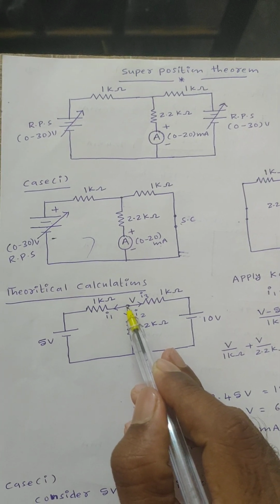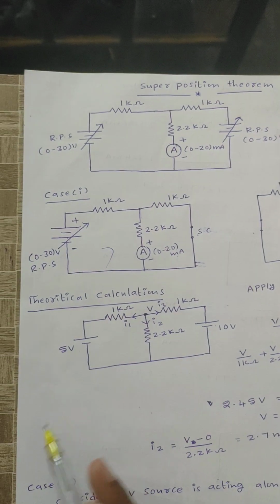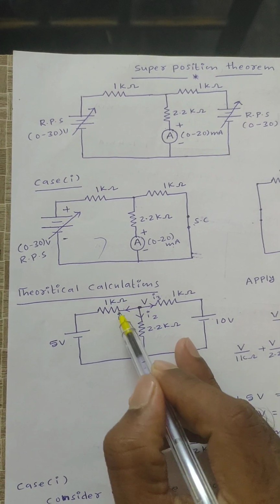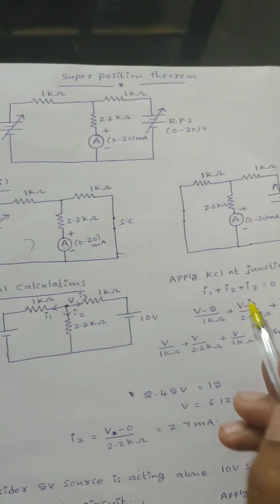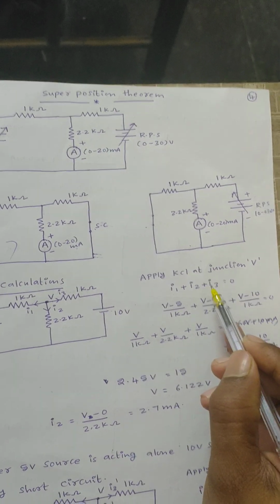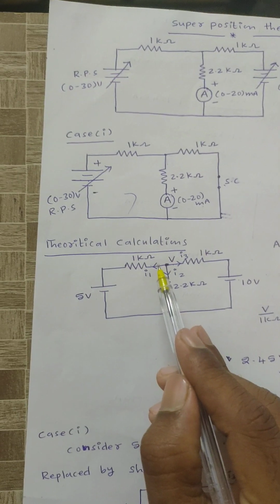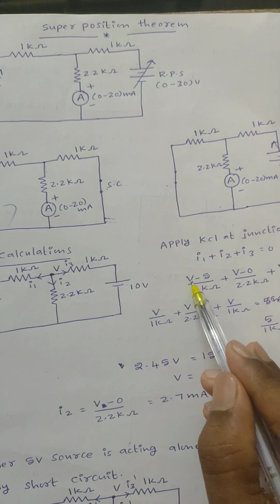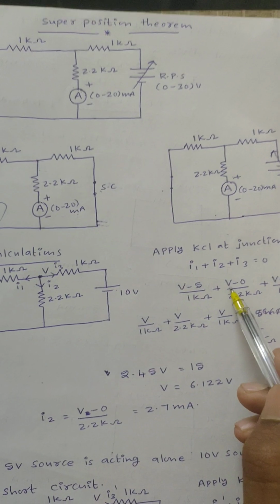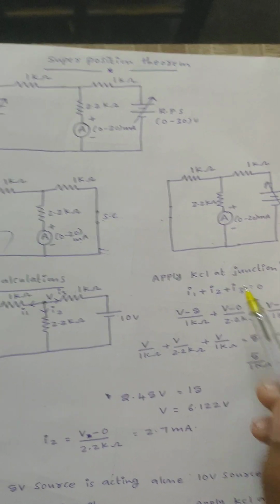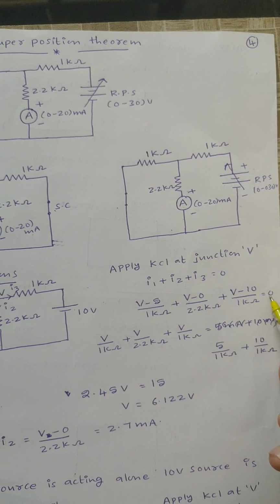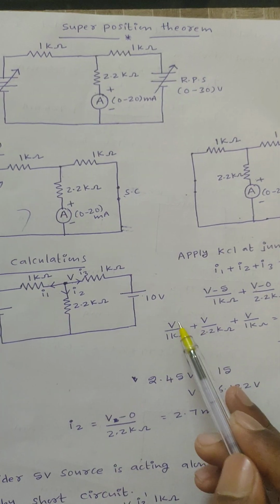Let us identify the number of junctions from this circuit. See here, one junction is present with respect to ground. At this junction all are outgoing currents I1, I2, I3. Apply KCL at junction V, then you will get I1 plus I2 plus I3 is equal to 0. I1 value will be (V minus 5) by 1 kilo ohm, I2 value will be (V minus 0) by 2.2 kilo ohm, I3 value will be (V minus 10) by 1 kilo ohm.